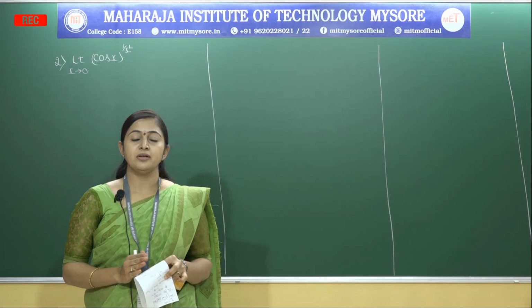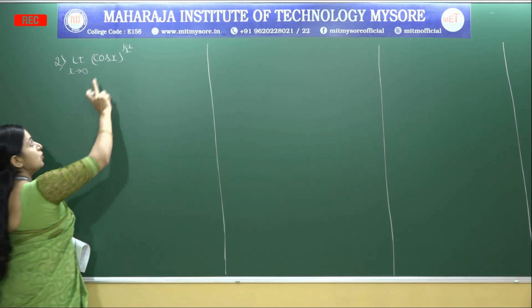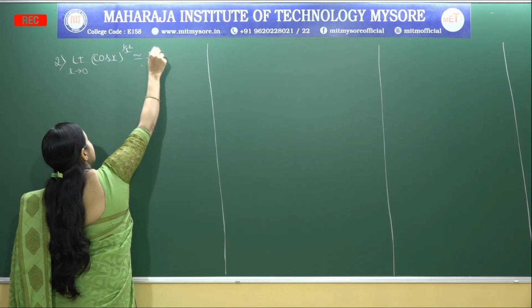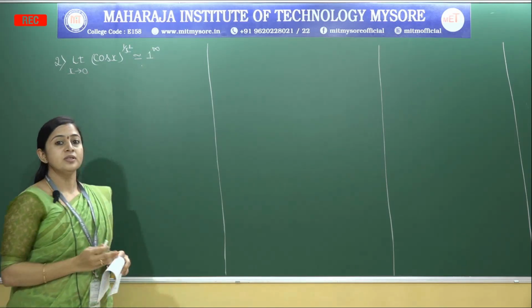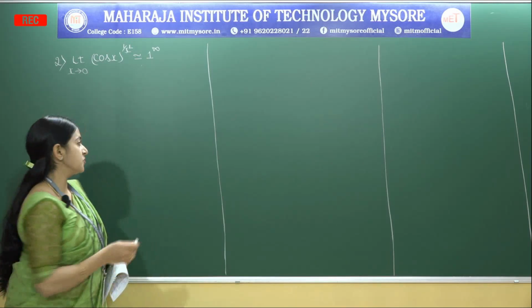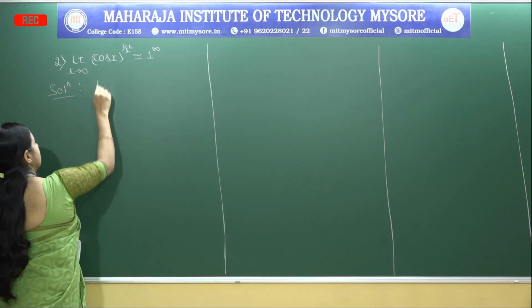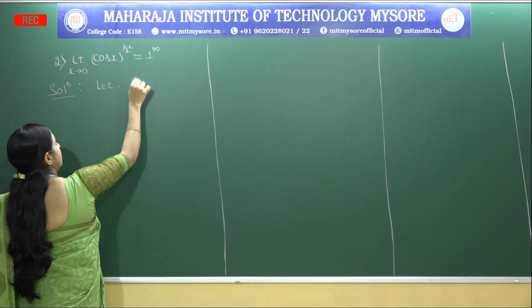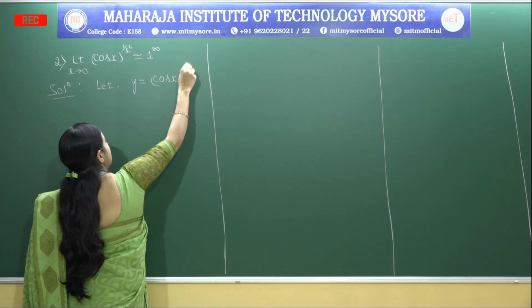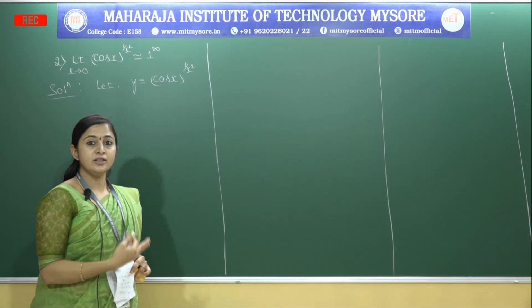First you apply the limit for the given problem. As x tends to 0, cos 0 is 1, and 1 by 0 is infinity. So the given indeterminate form is 1 power infinity. Then as usual, you consider the given term as y. The solution: let y equals cos x power 1 by x square. Then take the log on both sides.